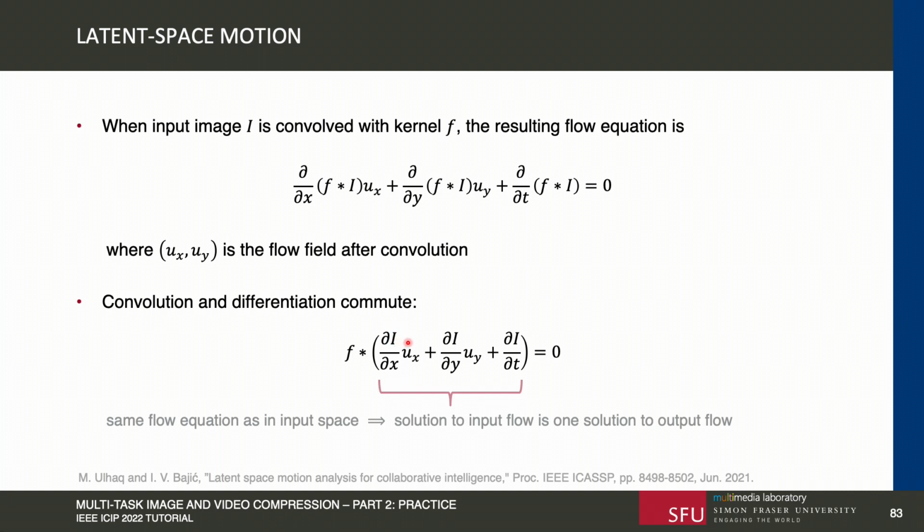And so what that means is that the input flow field is one solution of this new flow equation, because if you make the terms in the bracket sum equal to 0, that will also correspond to one solution of this new optical flow equation. So basically we can conclude that the input flow is one solution of the latent flow after passing one convolution.